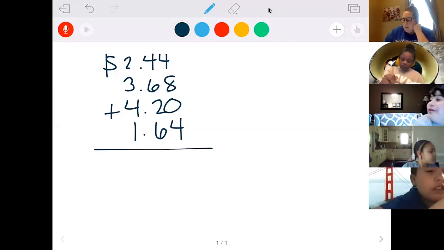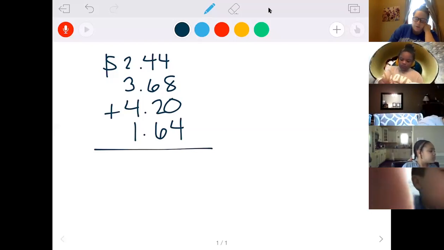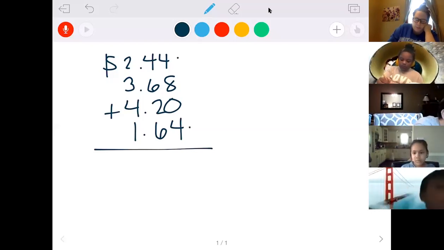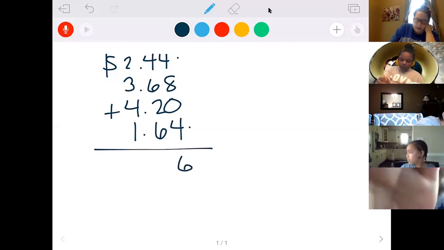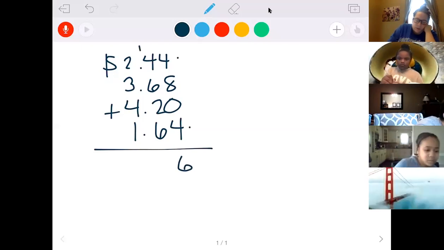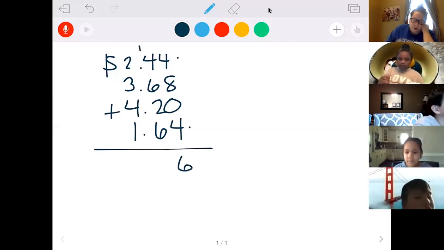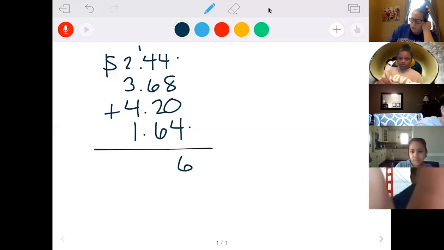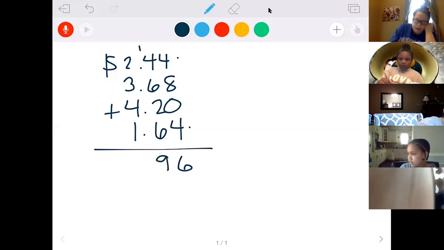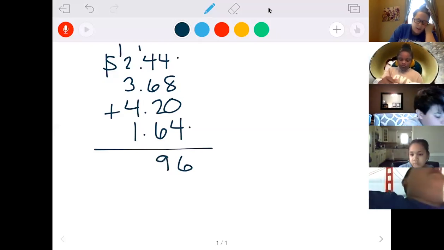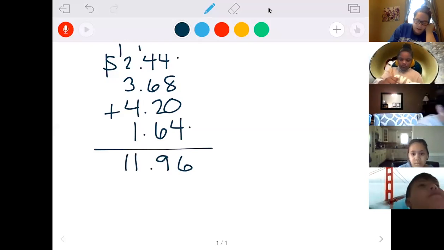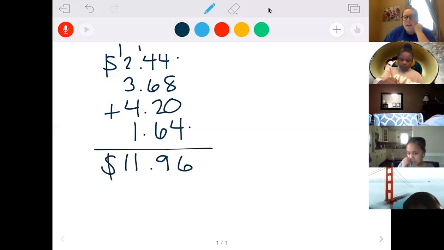So when you add up all of those numbers, 4 plus 4 is 8, plus 8 is 16, carry the 1. 6 plus 6 is 12, plus 2 is 14, plus 4 is 18, plus 1 is 19, carry the 1. 4, 5, 6, 7, 8, 9, 10, 11. So we get $11.96. Now don't quit there and think you're done, okay?